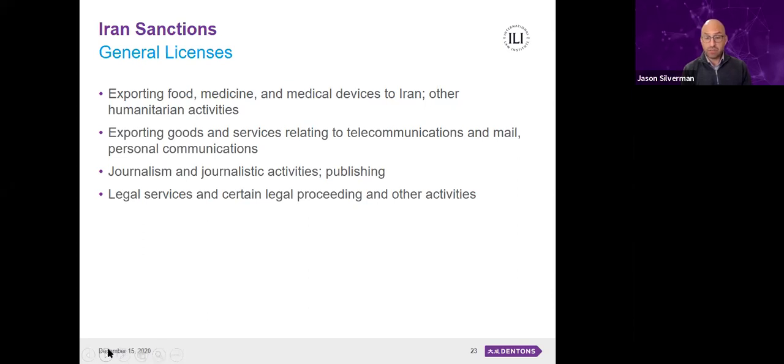Exporting goods and services related to telecommunications and mail or personal communications. Again, the claimed intent of these is not to cut people off or make it difficult for them to keep in touch with the outside world, but to prevent the government from continuing to engage in its behavior. So there are general licenses in the Iran program for those types of activities, journalism and journalistic activities and publishing. And finally, since regulations are written by lawyers and we like to look after our own, there are numerous general licenses involving legal services and legal proceedings and other activities involving assertions of rights like intellectual property and pursuing litigation and that sort of thing.